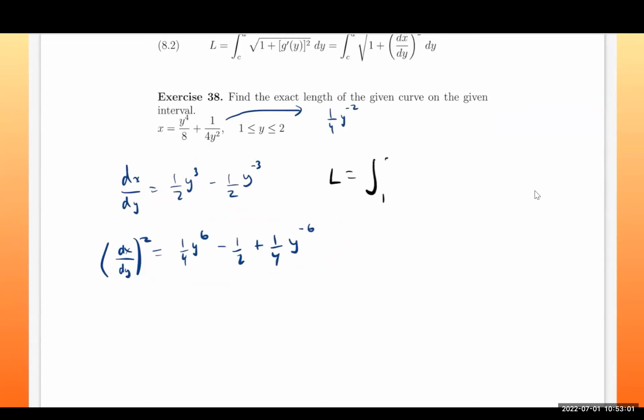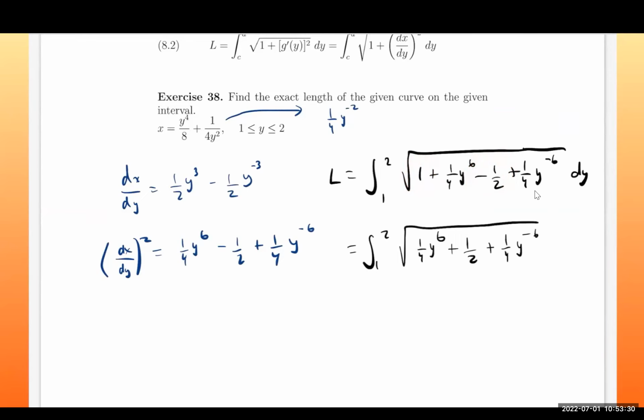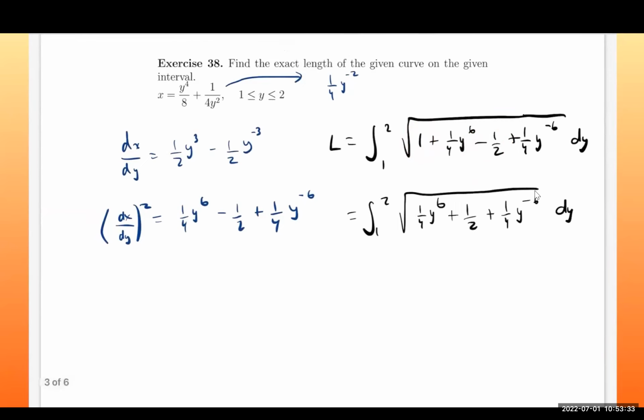So now we can plug it into our formula for arc length. We're integrating from 1 to 2 the square root of 1 plus the expression that we just came up with, with respect to y. Combining like terms, that means we can combine the 1 and the negative 1/2. That's going to be positive 1/2. And like I said earlier, this will always be a perfect square binomial when you have 3 terms like that for these type of problems.